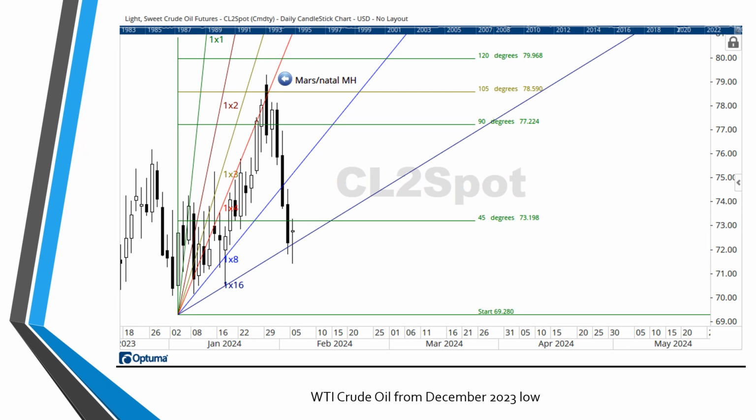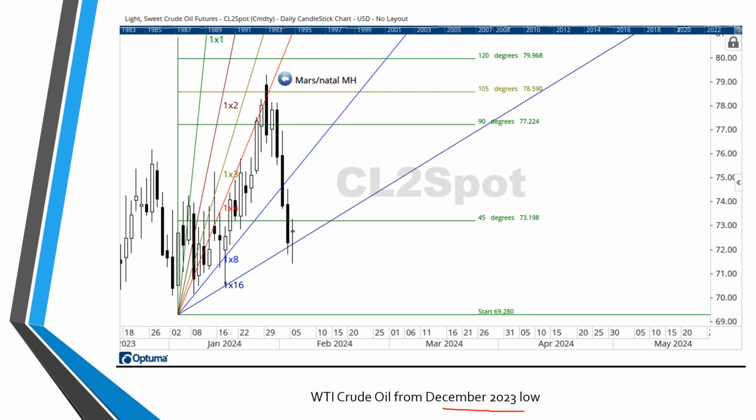Let's continue on here with crude very briefly. From the December 2023 low, as I said, there has been this counter trend rally, and we are now fading that rally. But I want you to notice that from that low in late December.